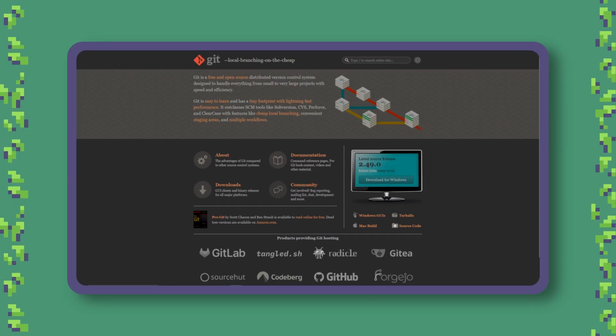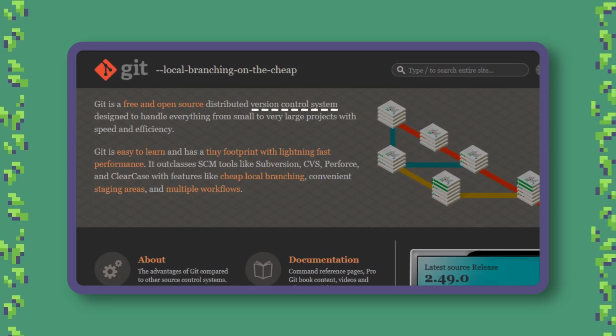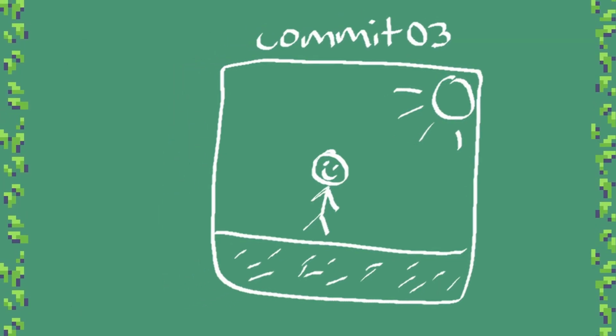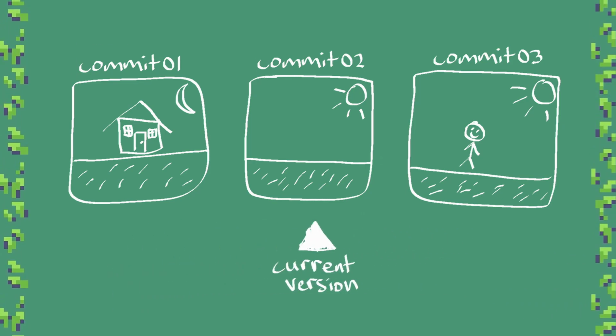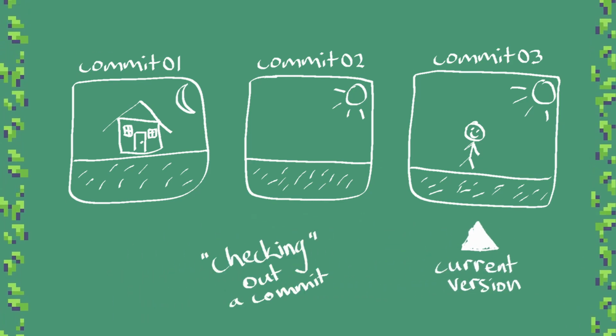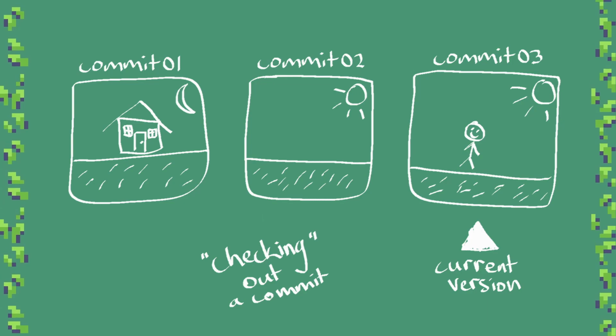If you're not familiar with Git, at its simplest, it's a version control system. It lets you save a snapshot of your project, called a commit, and return to that version anytime, called checking out a commit. There's a lot more you can do with it, but for now, that's really all you need to know.